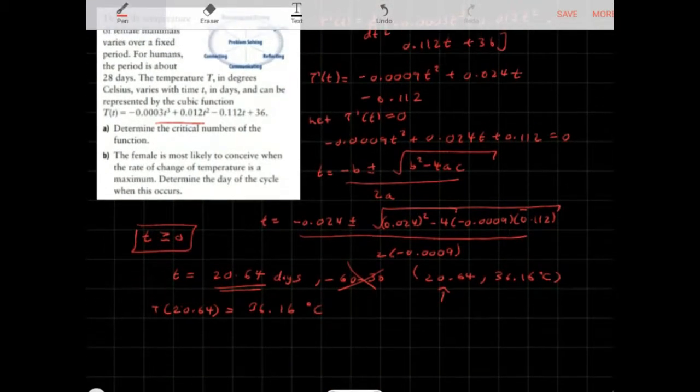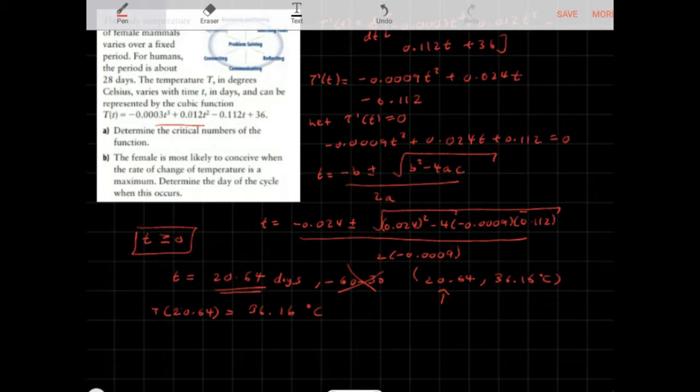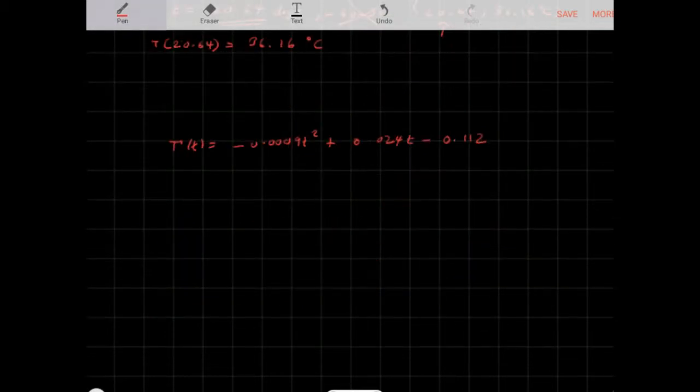Actually, we can determine this by finding our second derivative. So let me just do that. Here's my original function, and I want to find the second derivative of that function.